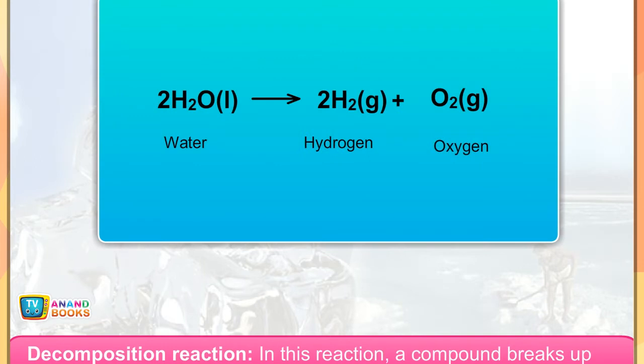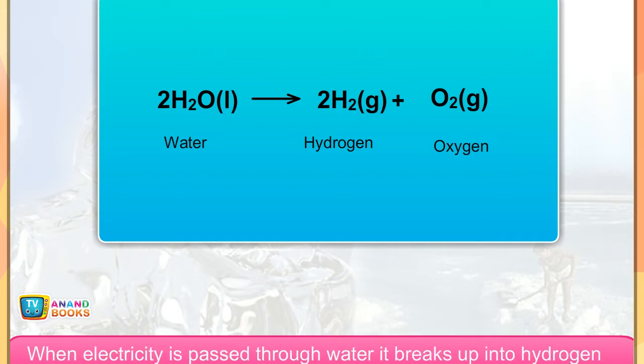Decomposition reaction. In this reaction, a compound breaks up into two or more substances. When electricity is passed through water, it breaks up into hydrogen and oxygen. 2H2O water gives 2H2 hydrogen plus O2 oxygen.